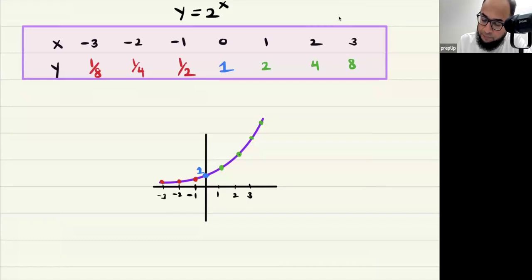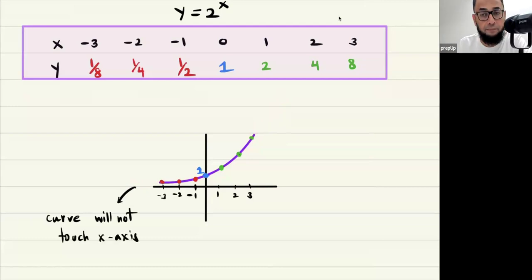Let me just erase part of the graph. So let me just erase like this. And naturally, it will keep on going like this. It will keep on going like this. It will not touch the x-axis. The curve will not touch x-axis.